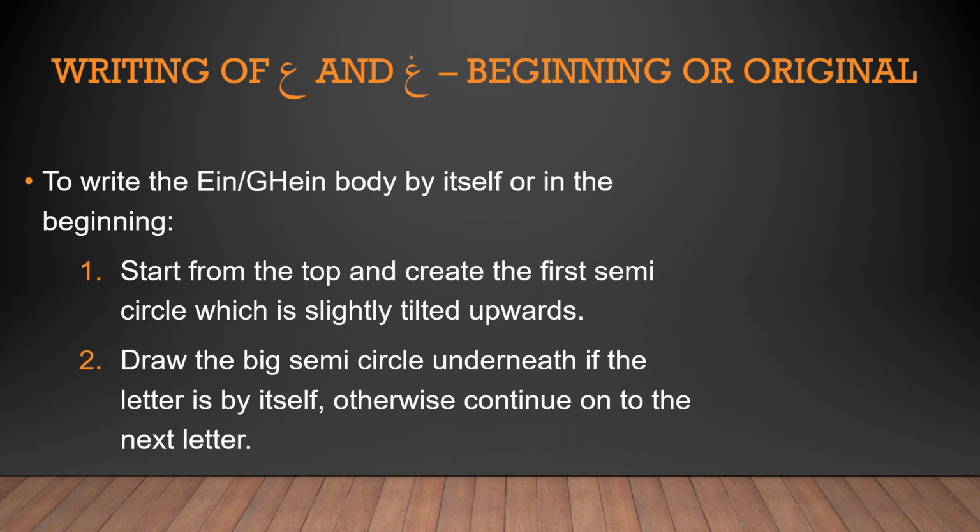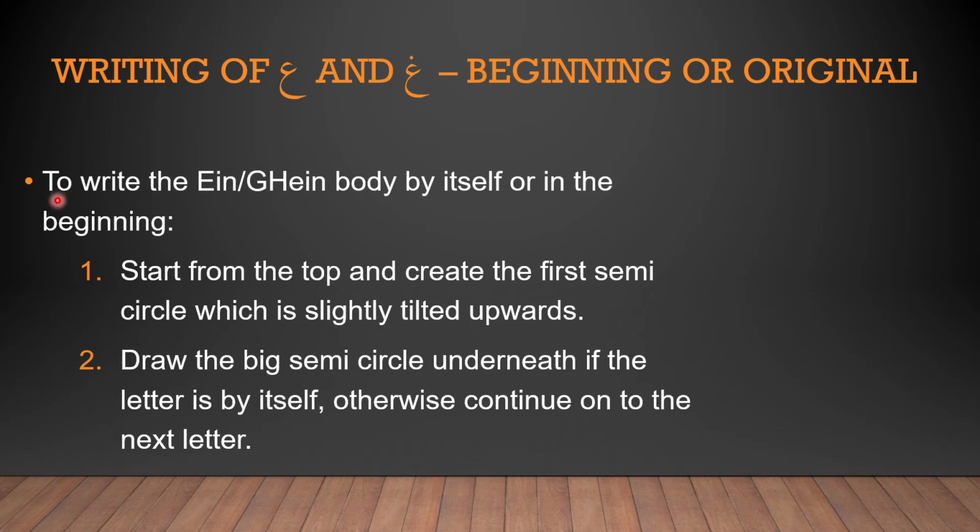So as we previously saw, in each and every form, Ein and Ghein look different. So for different forms, we have specific writing instructions. The writing instructions will be different for different forms. That's why I've created separate slides for the writing instructions. So this is the writing of Ein and Ghein in the beginning or original form. The beginning or original, so by itself or the beginning form.